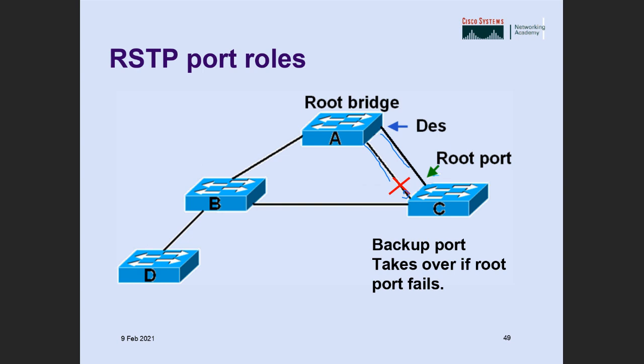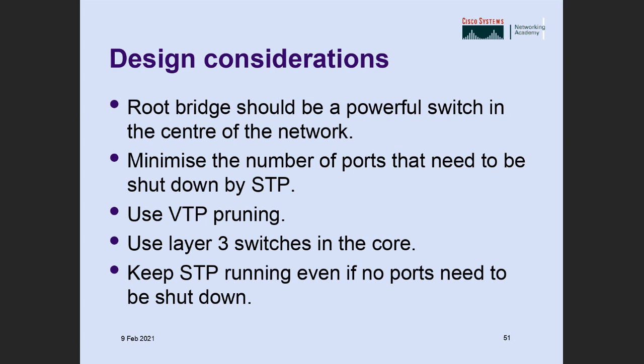So let's look at this last slide, and then we're going to go into EtherChannel. The root bridge should be the most powerful switch in the center of the network. We're going to minimize the number of ports that need to be shut down by spanning tree protocol. VTP is no longer a CCNA objective. Don't worry about VTP. We'll use layer 3 switches in the core and keep spanning tree protocol running even if no ports need to be shut down. What if someone comes into the wiring closet and accidentally creates a loop? They meant to hook up the new dean's computer, but they accidentally created a loop. Oh no, that's terrible.